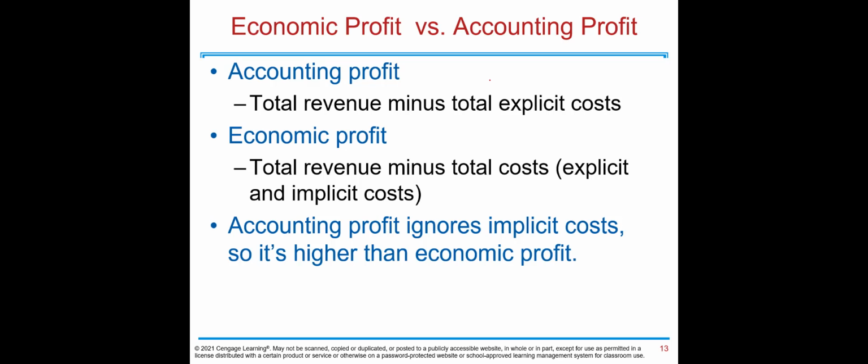Economic profit usually helps us to make the right decision. Therefore, it includes all types of costs, and economic profit is equal to total revenue minus total cost, which includes explicit and implicit costs. Accounting profit ignores implicit costs, so it is usually higher than economic profit.